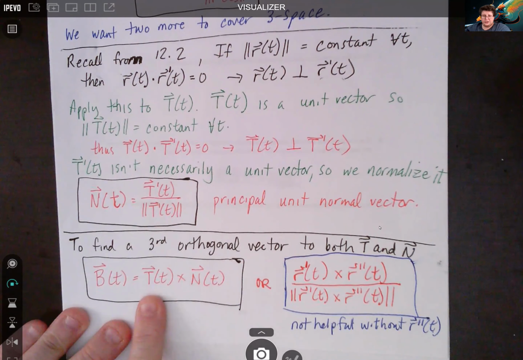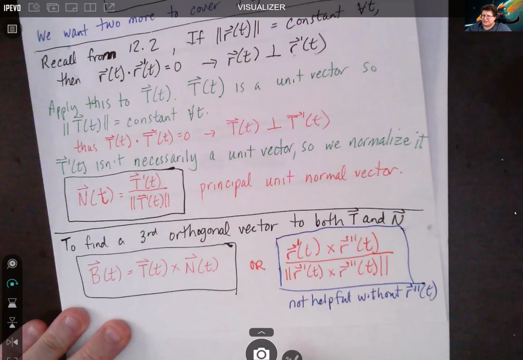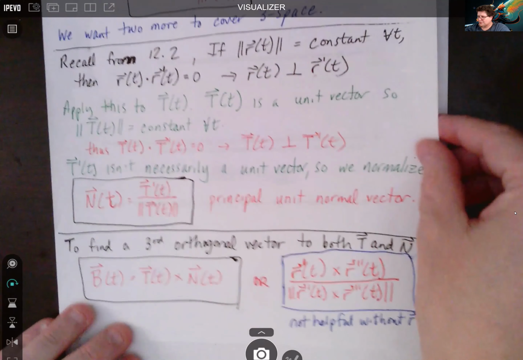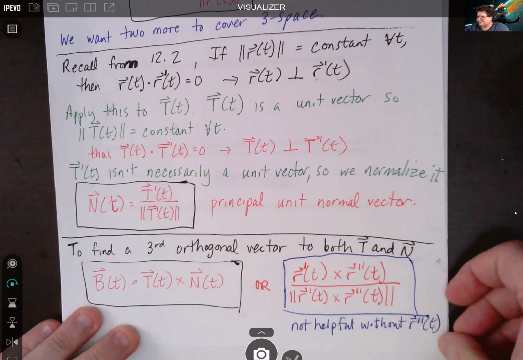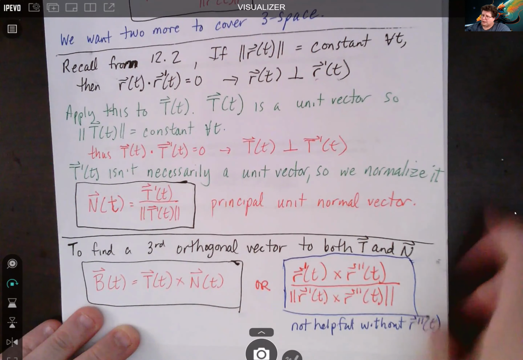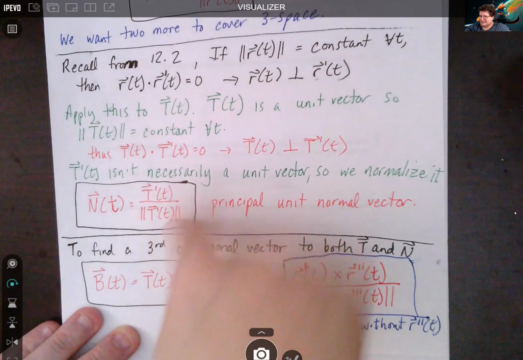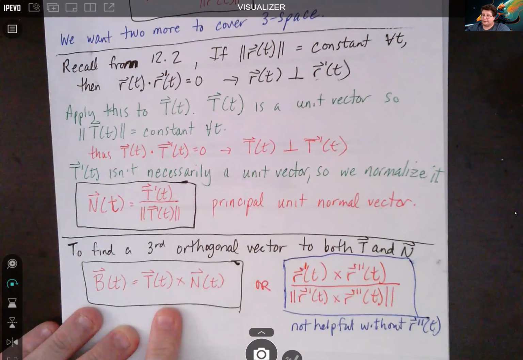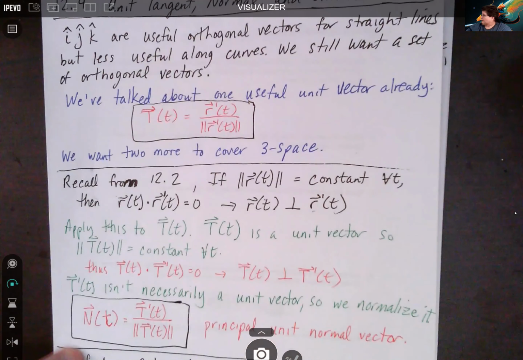T of t is a unit vector, N of t is a unit vector. The magnitudes are both 1. The outcome is going to be 1. The equation on the right isn't so helpful because we haven't found r prime or the second derivative of r, and it's more work than we need. In finding T and N, we already have what we need for B.